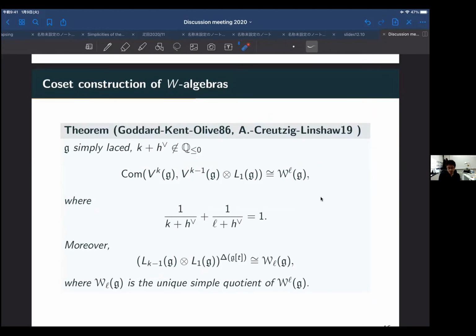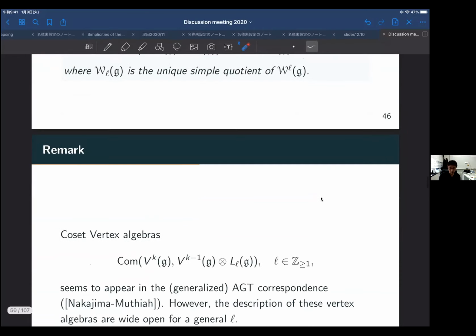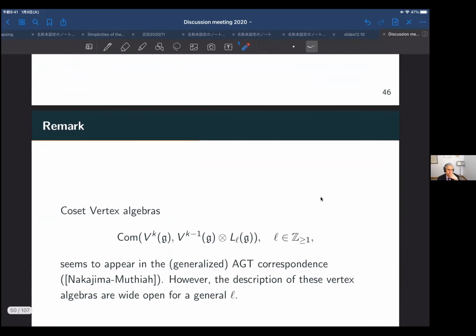But it's very difficult to find a generator of the W-algebra inside this vertex algebra. And this kind of coset vertex algebra naturally appears in the generalized AGT correspondence. But there, this level can be any non-negative integer. But the description of such a coset algebra is wide open for integers greater than one.